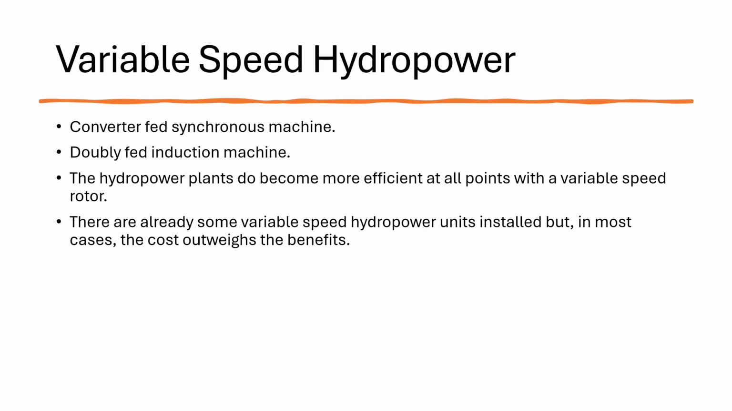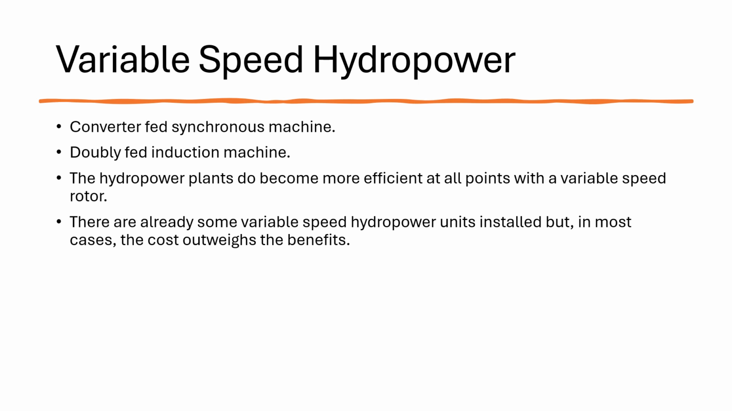So variable speed hydropower, you have two systems here: the converter fed synchronous machine and the doubly fed induction machine. The converter fed synchronous machine uses a frequency converter to control the speed and voltage of a synchronous machine. The doubly fed induction machine has a wound rotor induction generator where the rotor circuit is fed through a power converter, allowing for independent control of rotor speed and reactive power.